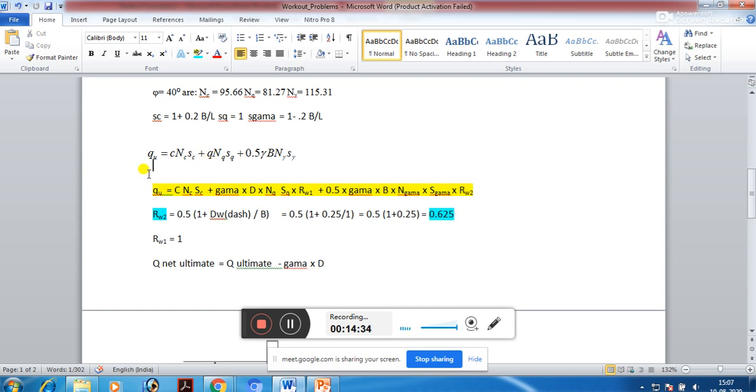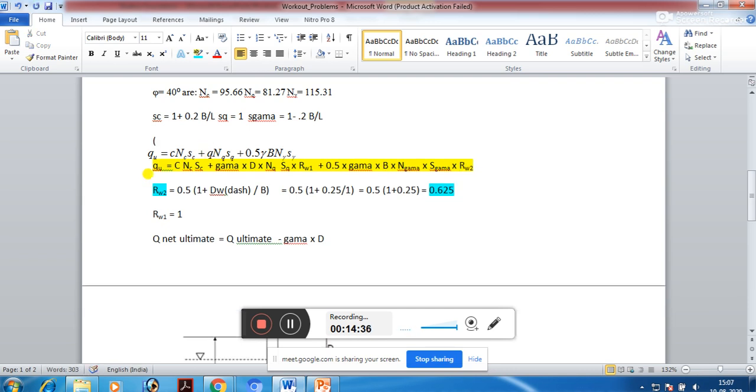Now you observe here that, if you see the previous problem, question number A, when you solved question number A, what is the difference between question number A and question number B? You tell me. What is the difference? Sir, in A there was no effect of water table. Yes, correct. In B there is the effect of the water table.